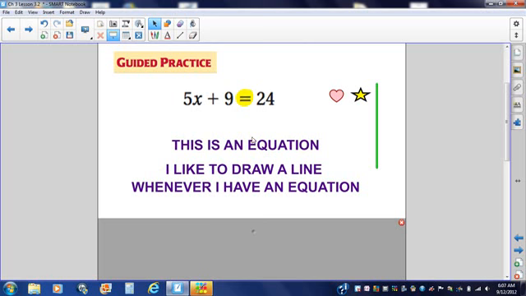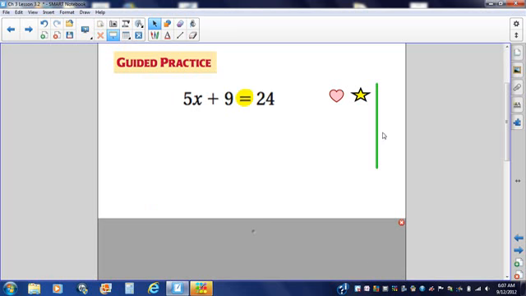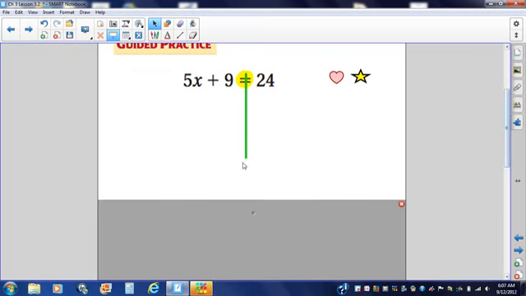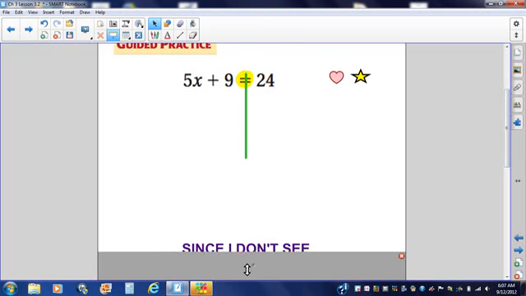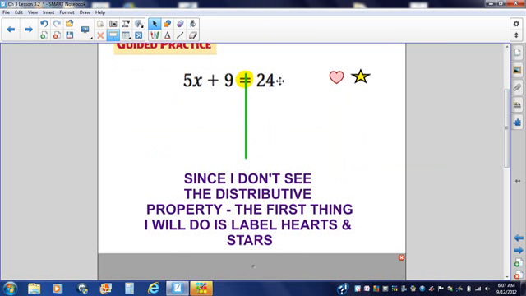Alright, first thing Mr. Phillips likes to do is whenever he has an equation, he likes to draw a line through the equal sign. So I would like you to draw yourself a line going down through the equal sign. That's the first thing I'm going to do whenever I have an equation. Next, I'm going to look for the distributive property. I do not have the distributive property.